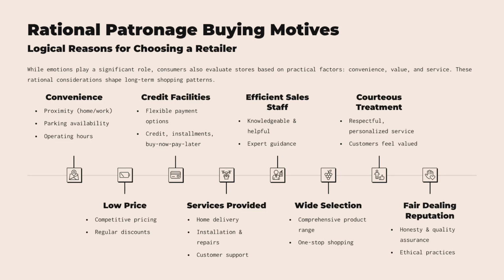Credit facilities also influence those who may not have immediate cash but need to make a purchase. Next is services offered, such as home delivery or repair services, which add value that rational buyers appreciate. One more thing is the efficiency of salespersons. Now we have wide choice, which allows buyers to compare options under one roof. Then treatment refers to courtesy: people prefer shops where they are treated with respect. Then comes reputation for honest dealing, which makes the buyer feel safer and free from fraud.